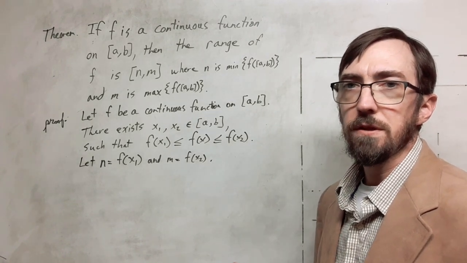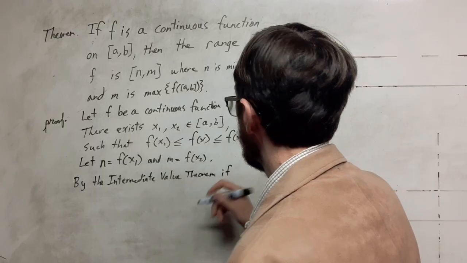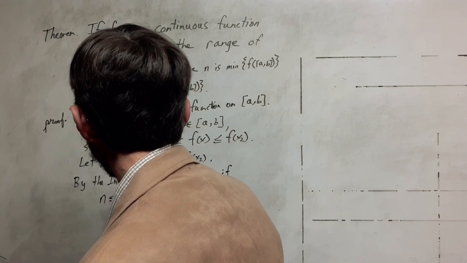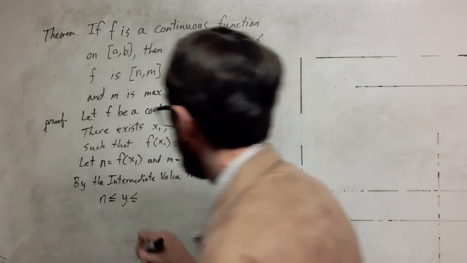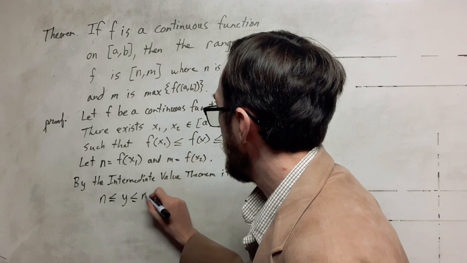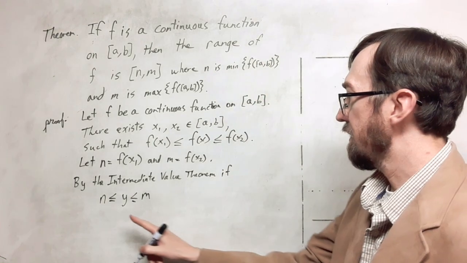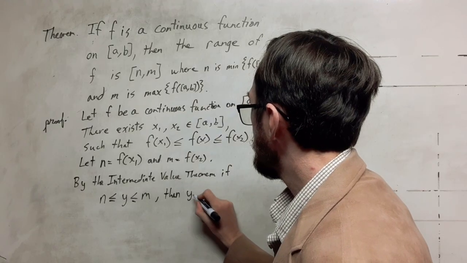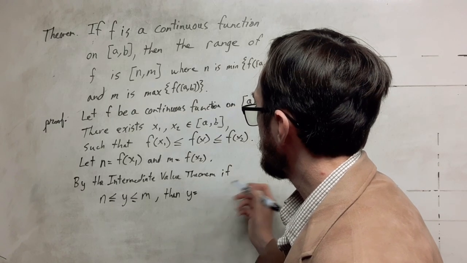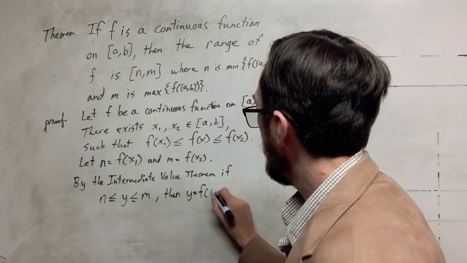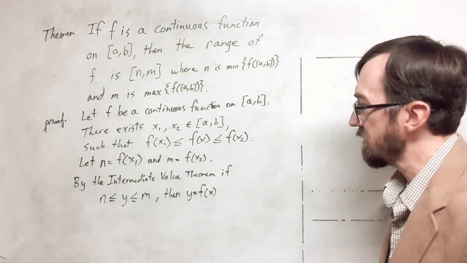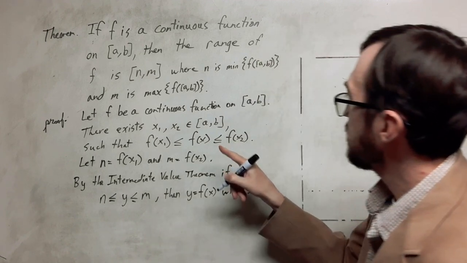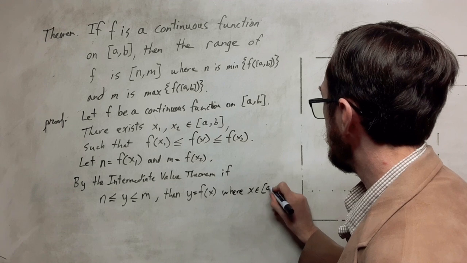Now we're going to call in another theorem that I haven't mentioned yet, but is really famous. We're going to talk about the intermediate value theorem. So by the intermediate value theorem, if we have this lower value, we have some other image, and we have this, then we can conclude that y is going to be equal to some f of x here in the center, where x is from this interval that we're talking about.